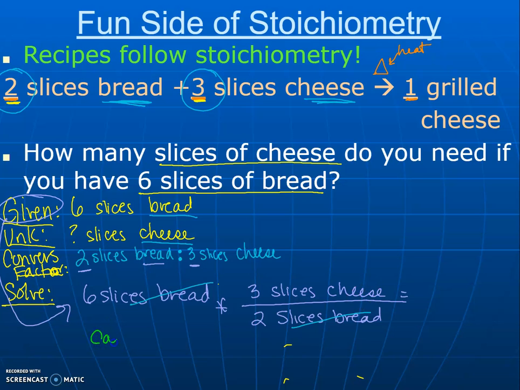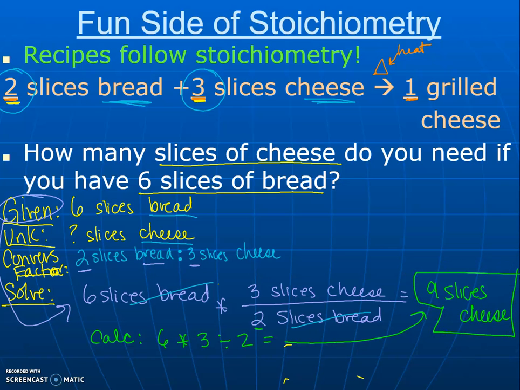So what do I put in the calculator? You put 6 times 3, and then you divide by 2. If it's in the denominator, you divide. So what do we get? 6 times 3 is 18. 18 divided by 2 is 9 slices of cheese.